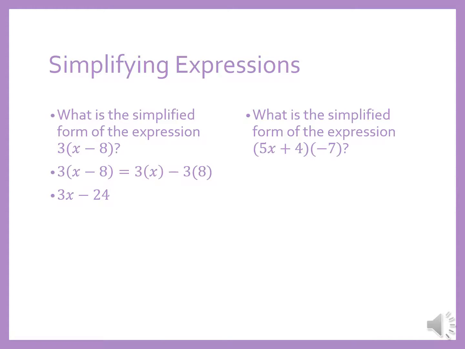How about the simplified form of the expression, the quantity 5x plus 4 times -7? Even though it looks a little different, it's the same procedure. We're going to distribute the -7 to the 5x and to the positive 4. We then get -35x minus 28.